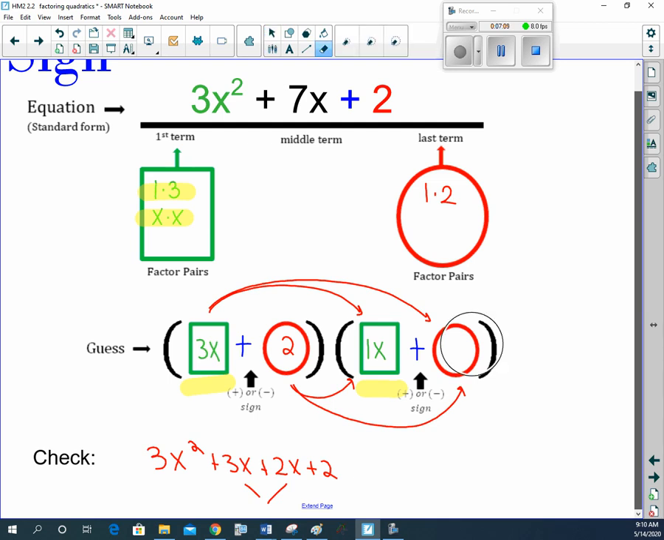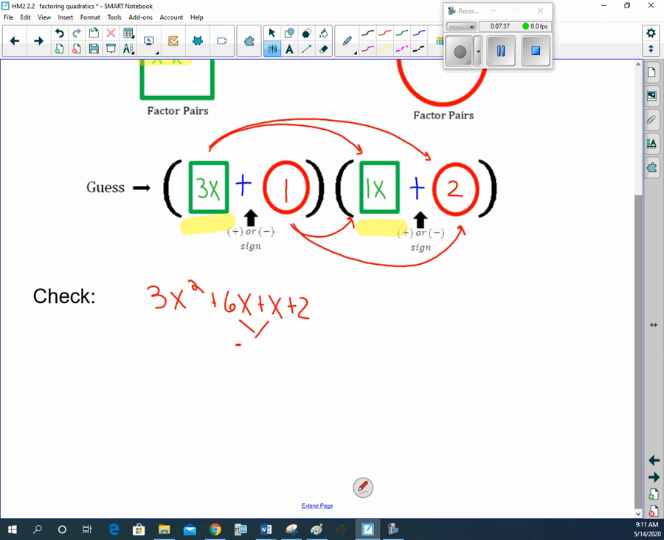So it looks like I put the 2 and the 1 in the wrong spot. So I'm going to switch places. I'm going to put the 1 right here and the 2 right here. Now, the first one doesn't change because I didn't move anything with the first one. So that was 3x squared. And now the last one will change to 3 times 2. So that's going to be 6x. And then I'm going to go 1 times x, which is x. And 1 times 2, which is 2. Add those two together. And we end up with 7x.